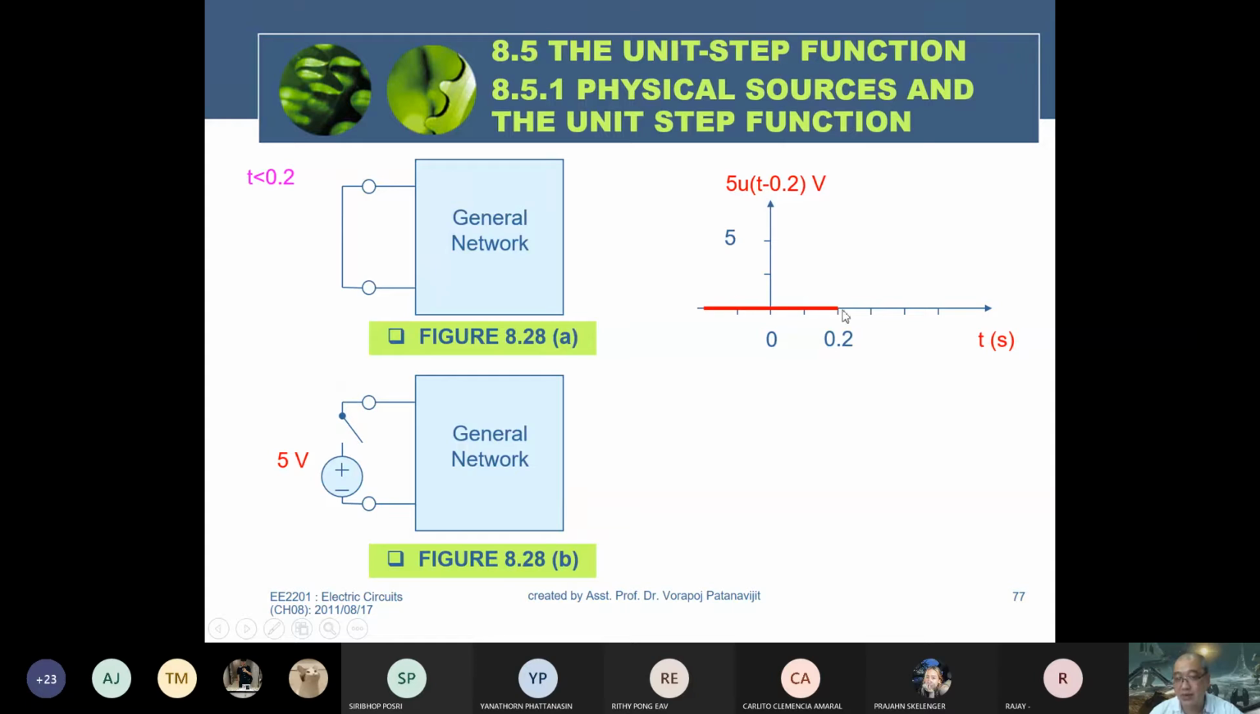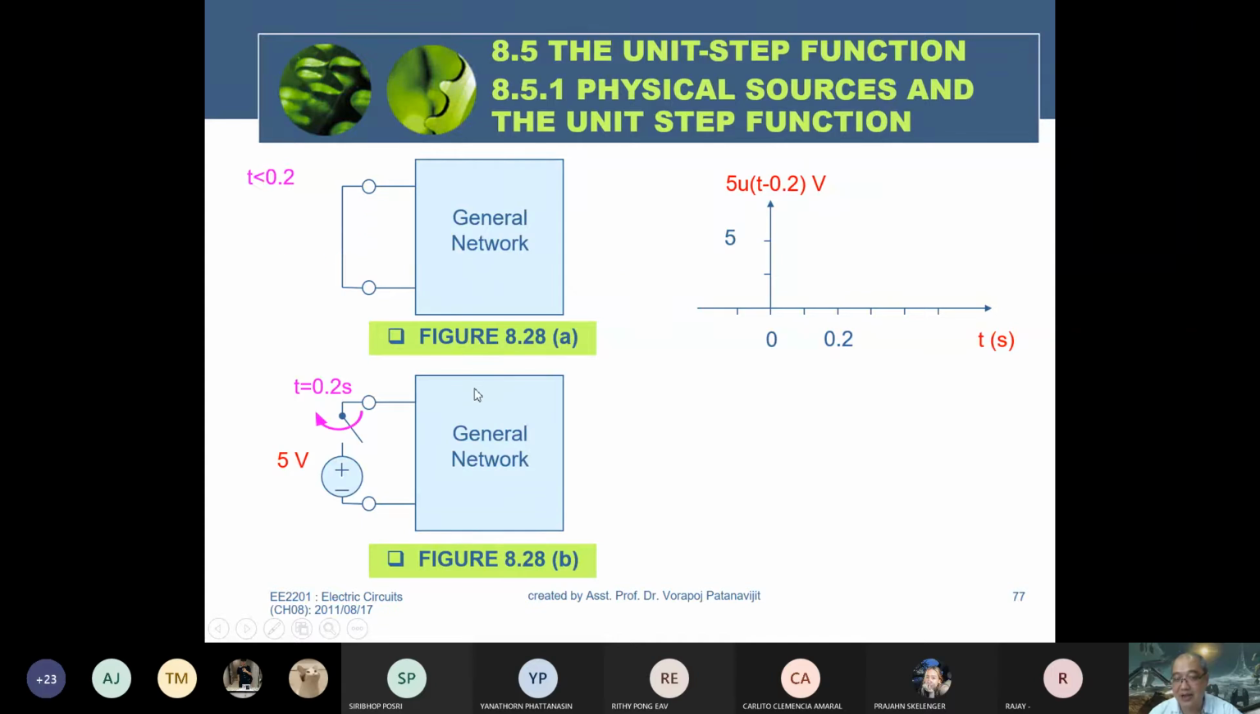Therefore, it will be 0 volt. But for time greater than 0, the unit step equals 1, right? If the unit step equals 1, multiplied with 5, it gives you 5 volt activated. So when the time is greater than 0.2, the switch is placed in this position, and the source will be connected to your general network. It's here.